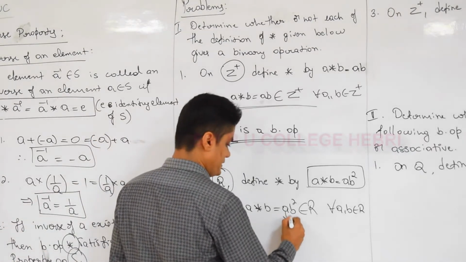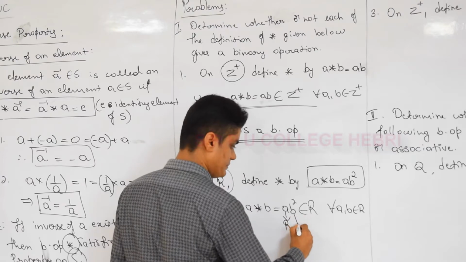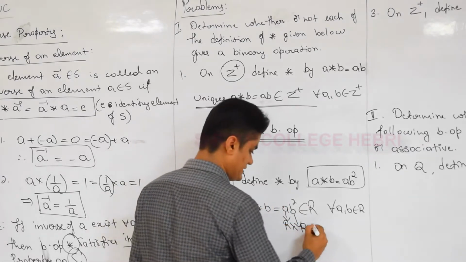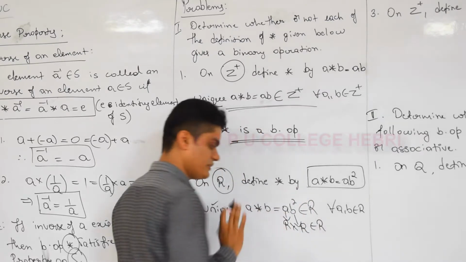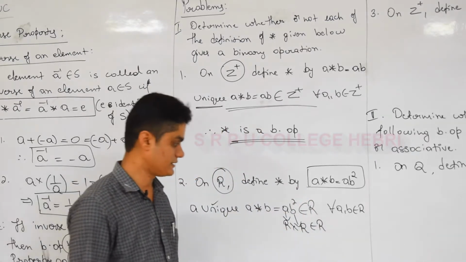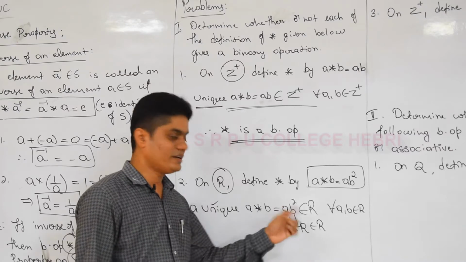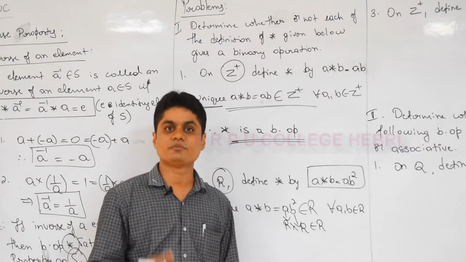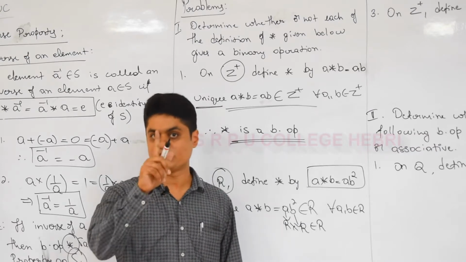A is a real number, B is a real number, so b square is also a real number. The product of two real numbers is definitely a real number. Do you agree with this explanation? Correct. Now when would this fail to be a real number? If the denominator is 0. Is there a chance of the denominator being 0? No way, because the denominator is 1.